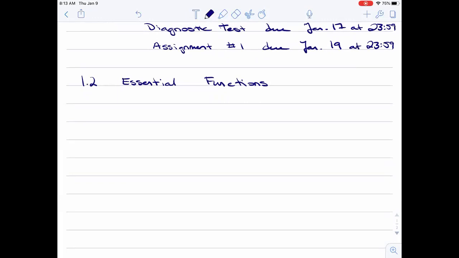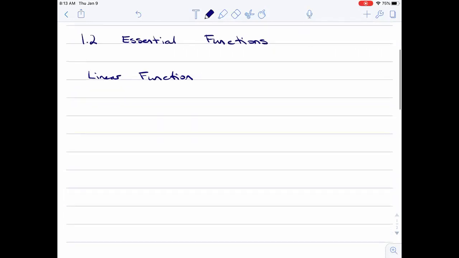The first essential function we'll talk about is our most basic function, a straight line, right? So a linear equation, y equals mx plus b, our go-to, probably the one that we're the most comfortable with. And so a linear function looks like, no surprises here. It can have a positive slope, a negative slope, but in general, just a straight line, of course.